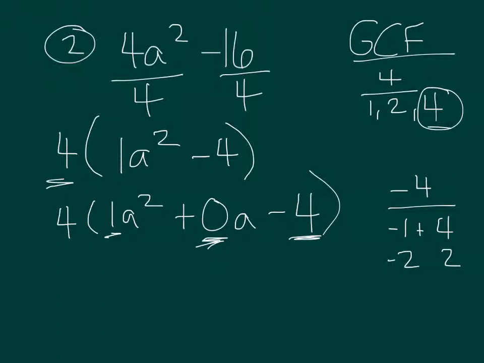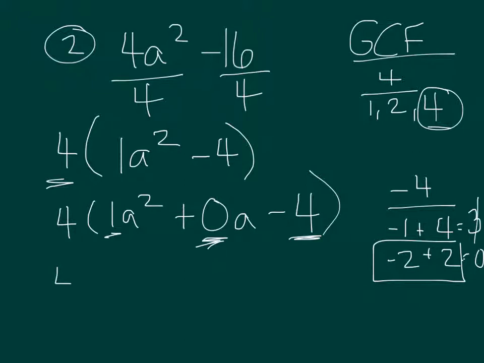So I'm just going to make my first term negative again. Negative 1 plus 4 is going to be 3, and I want 0, remember, so 3 is not 0, so I'm going to cross that out. And then 2 plus a negative 2 is going to be 0. So these are my two factors.